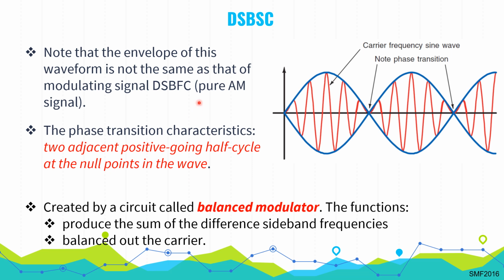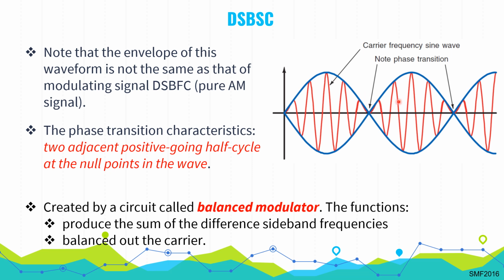Now let's look at some important characteristics of the DSBSC, same as that of the modulating signal in DSBFC, which is a pure AM signal. Another key characteristic is the phase transition. In DSBSC, there are two adjacent positive going half cycles at the null points in the wave. This is a result of the carrier being suppressed.